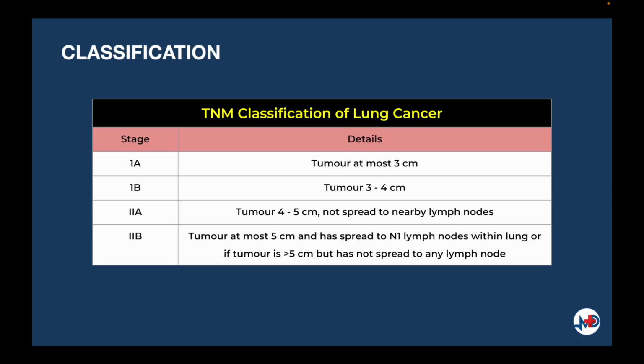The staging of lung cancer is based on the 8th edition TNM classification for lung cancer. Stage 1A is for tumors less than 3 centimeters. Stage 1B is for tumors between 3 to 4 centimeters. 2A is for tumors between 4 to 5 centimeters and has not spread to the nearby lymph node. Stage 2B is for tumors 5 centimeters and less and has spread to N1 lymph node within the lung, or if the tumor is more than 5 centimeters but has not spread to any lymph node.